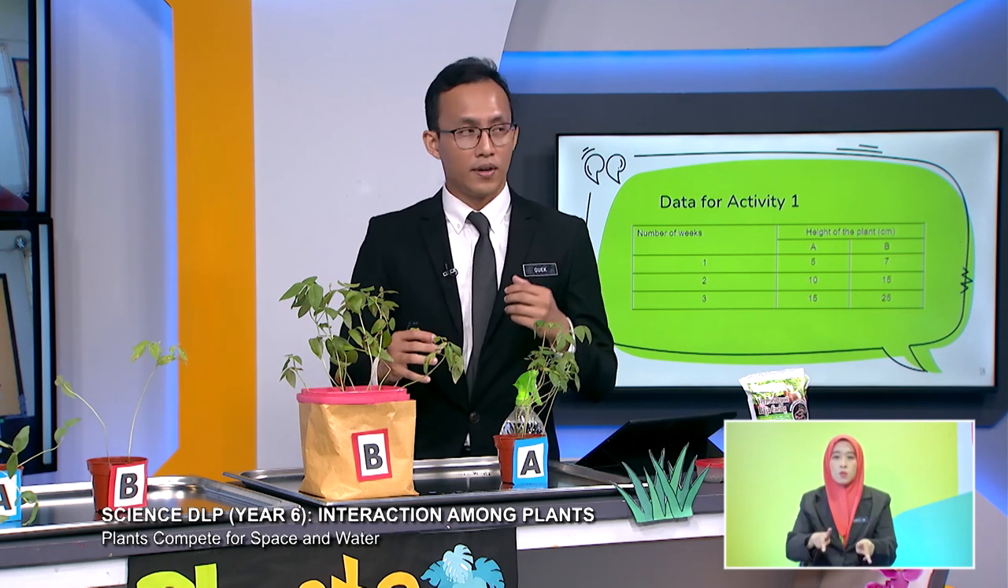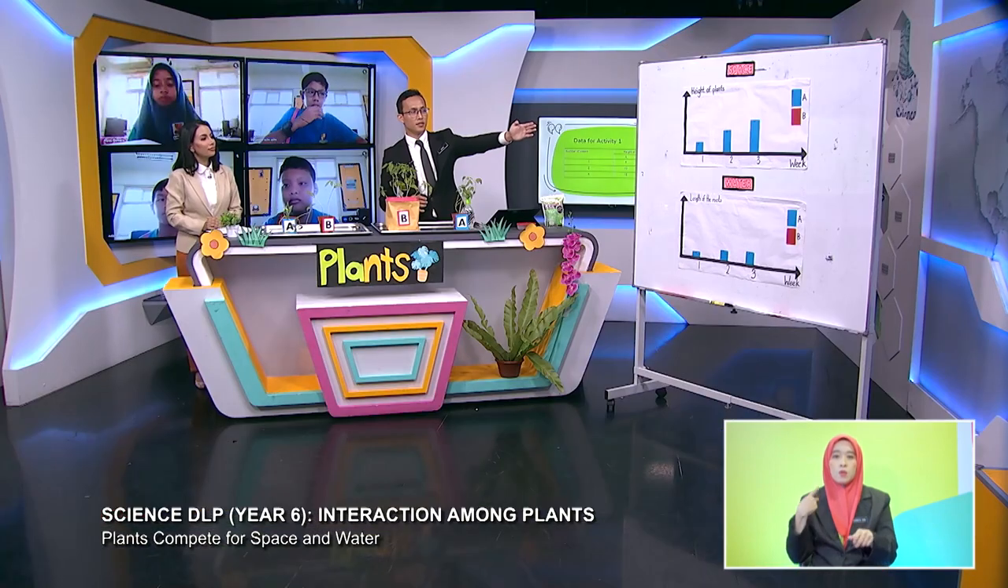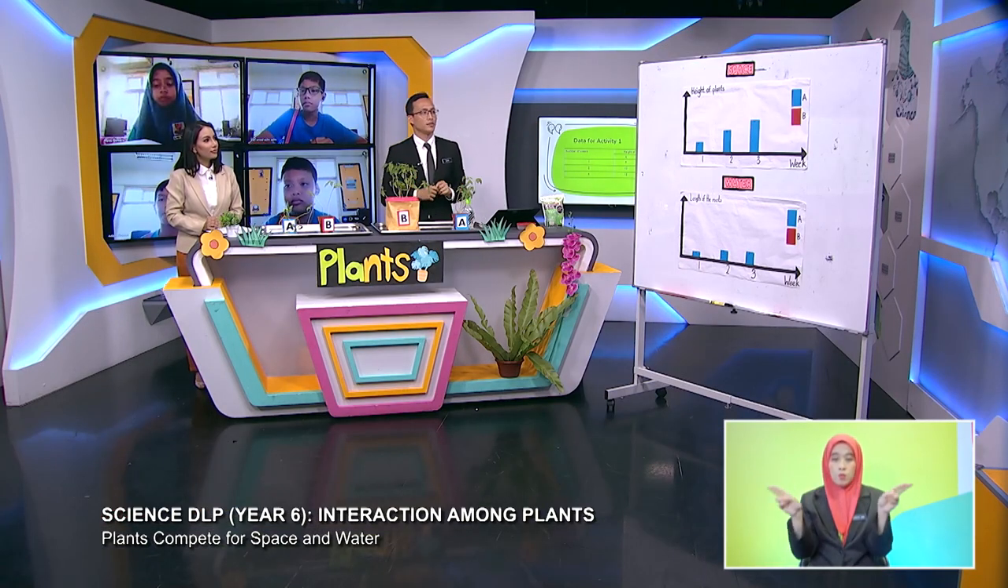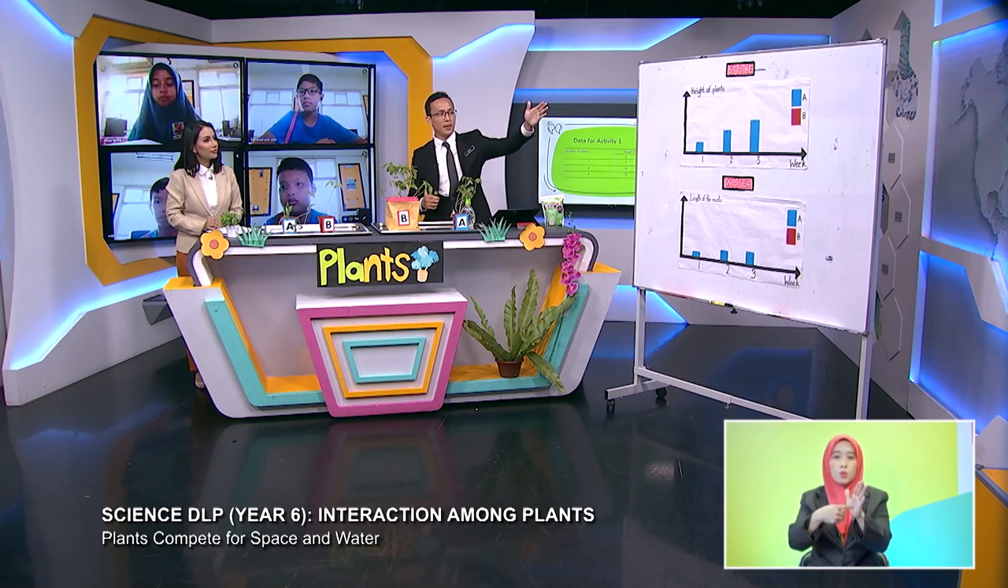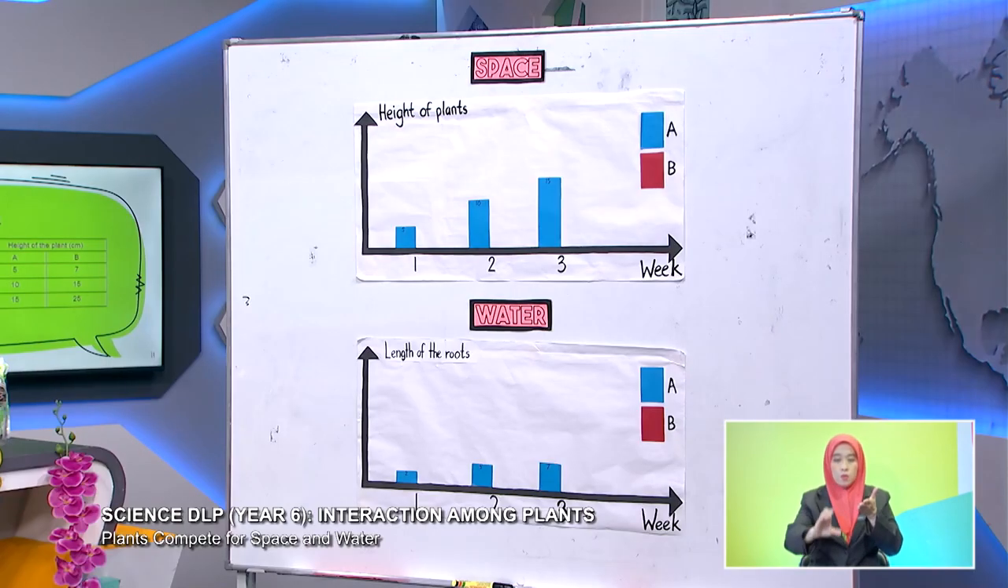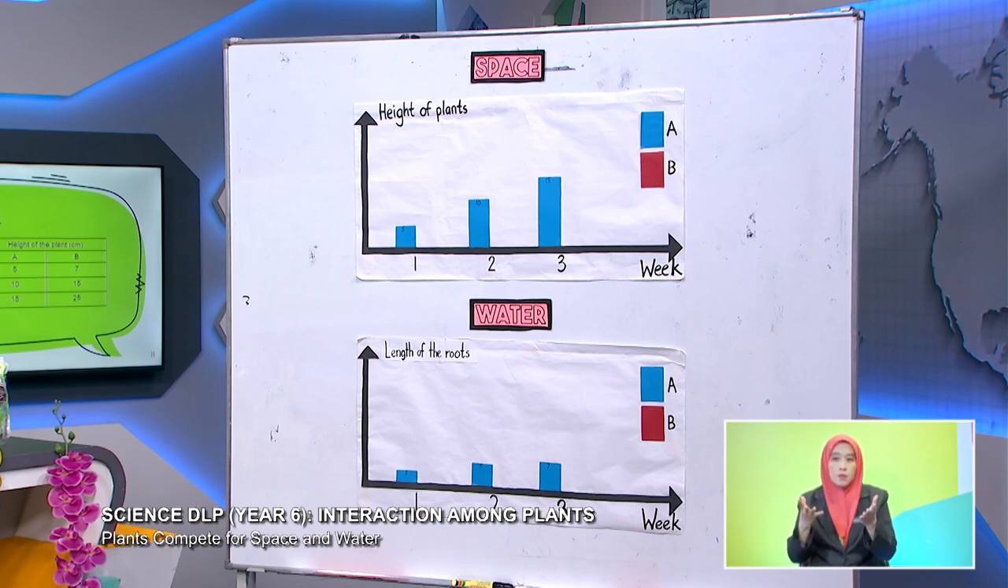As you can see from this whiteboard, you have space and water. The first bar chart is about competition for space within the plants. The weeks represent the manipulated variable, and the height of the plants represents the responding variable.